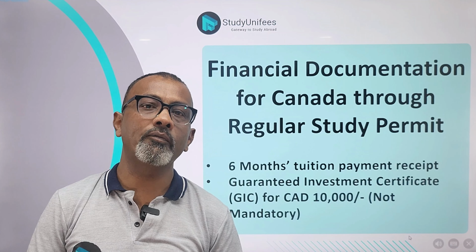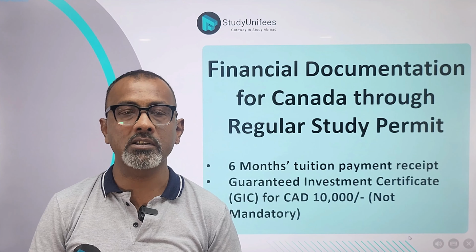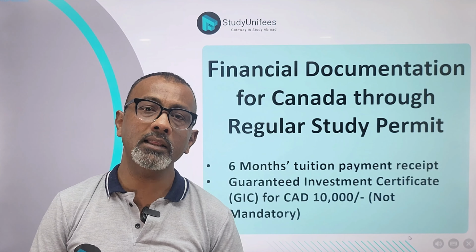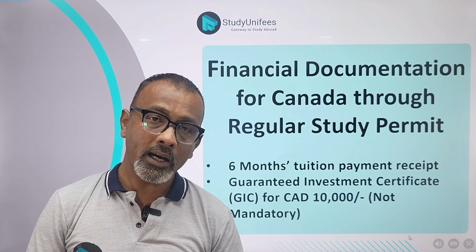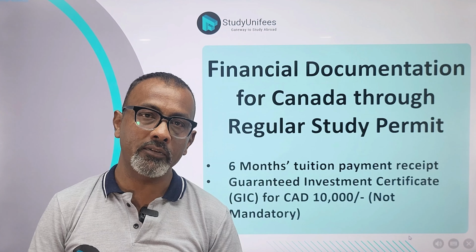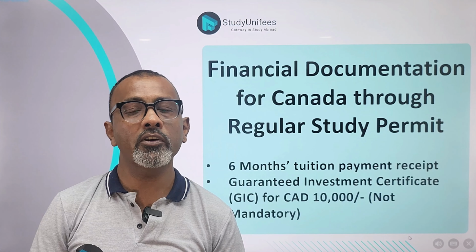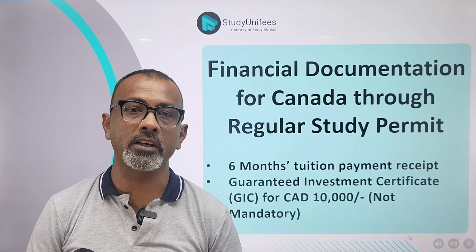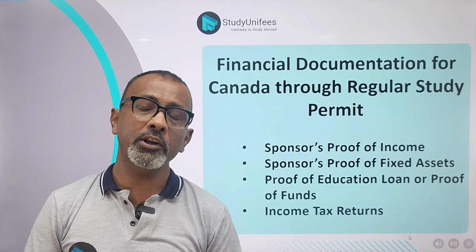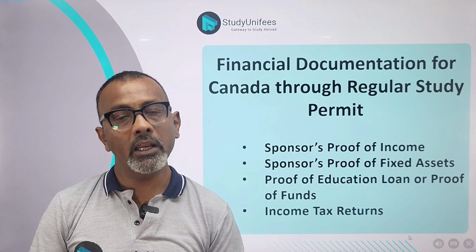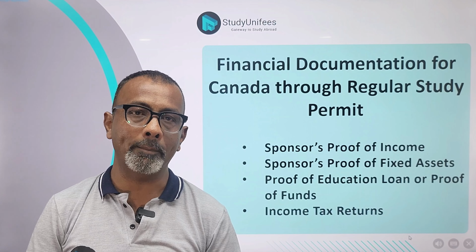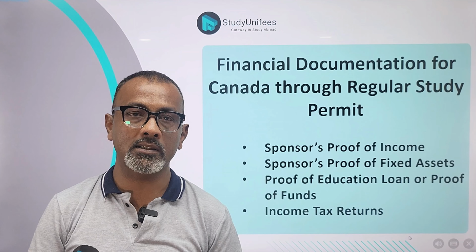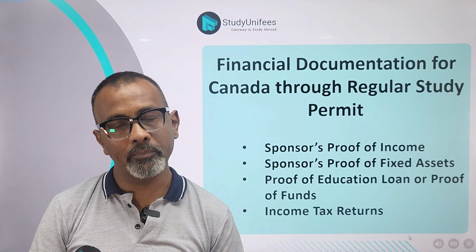Now, let's talk about financial documentation for the regular study permit. Include proof of payment of 6 months tuition at the DLI you have applied to. A GIC or guaranteed investment certificate is not mandatory for the regular study permit. However, it is preferable if you include this too. Along with these, in your regular study permit application, include proof of your sponsor's proof of income. Along with that, make sure you include your sponsor's proof of assets, such as land, property, and building.